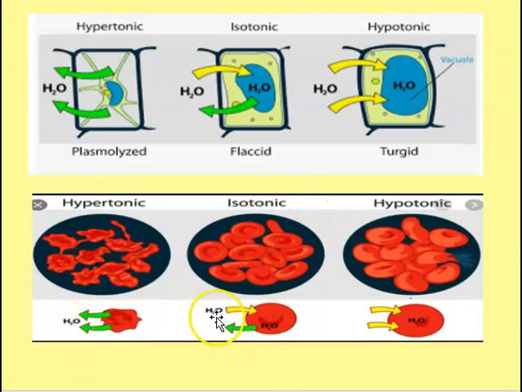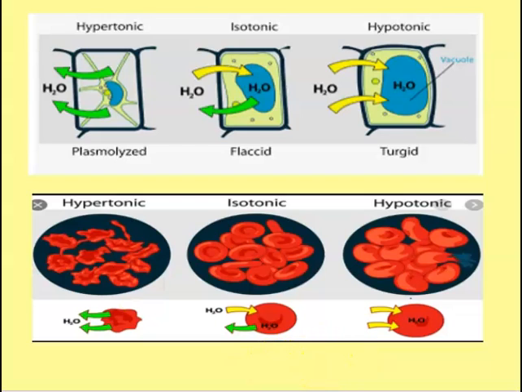Isotonic, water's moving in at the same pace as it's moving out. If it's in a hypotonic solution, water can move into our cells and our cells can actually start to burst, which can be very dangerous, which is called lysis, L-Y-S-I-S. Okay, so the different words are used in plant cells than are used in animal cells.